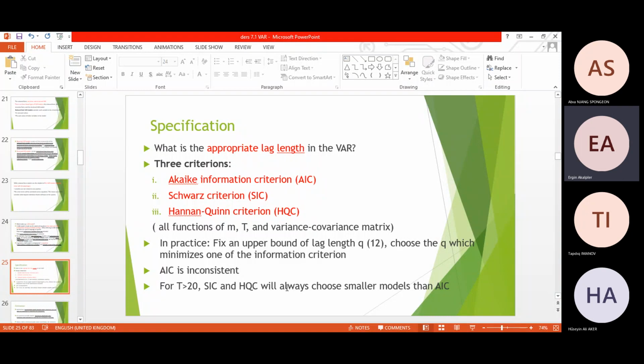There are three criteria, as I mentioned: the Akaike information criterion, the Schwarz information criterion, and the Hannan-Quinn criterion. All are functions of the matrices, T, the test statistic, and the variance-covariance matrix. In practice, fix an upper bound of lag length, let's say 12, and choose the p which minimizes one of the information criteria. The Akaike information criterion is consistent, let's say, for T more than 20. The Schwarz and Hannan-Quinn criteria will always choose smaller models than the Akaike criterion.